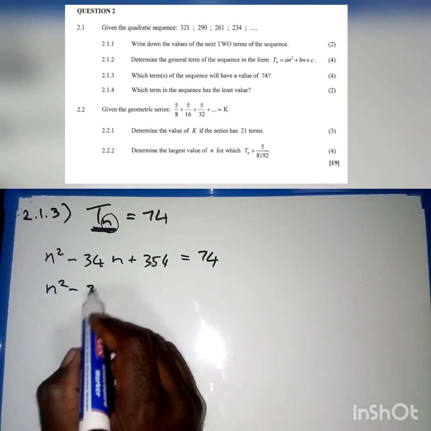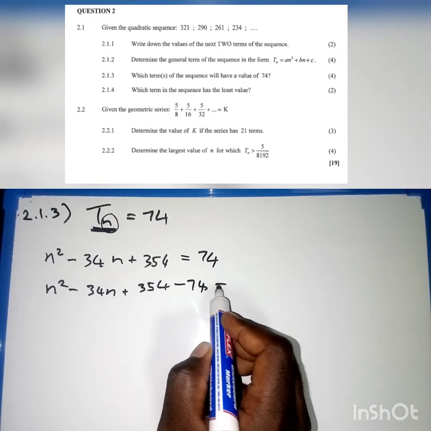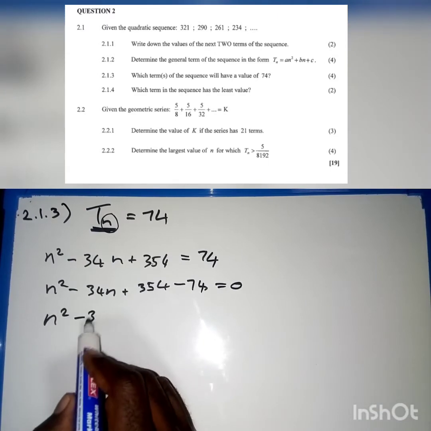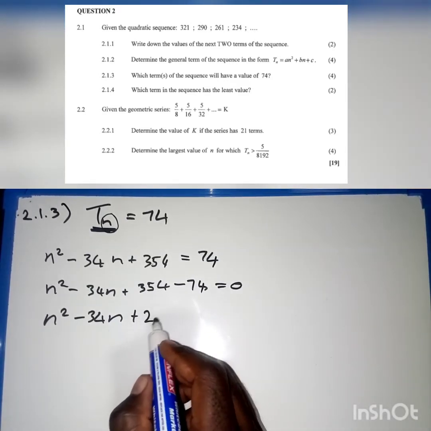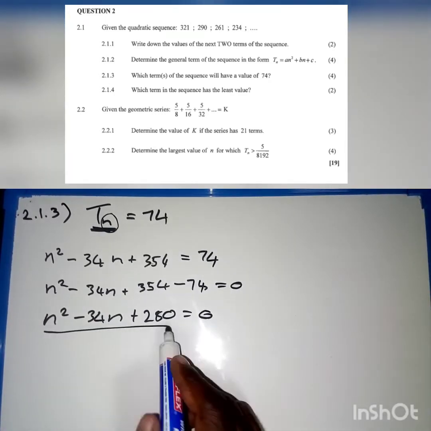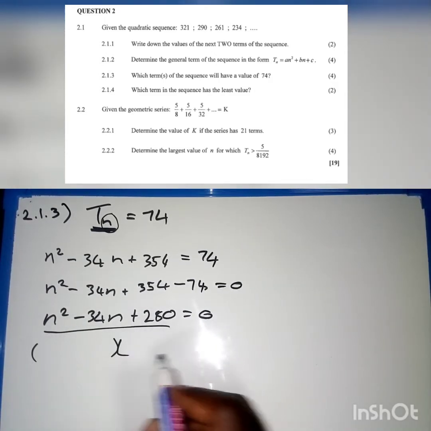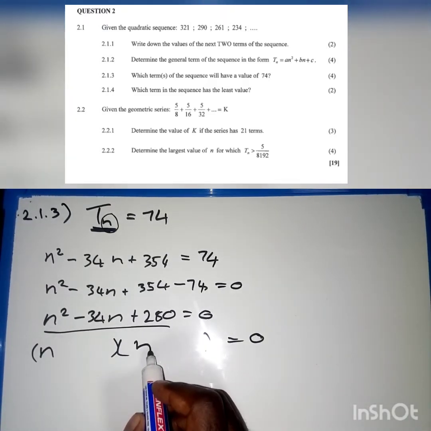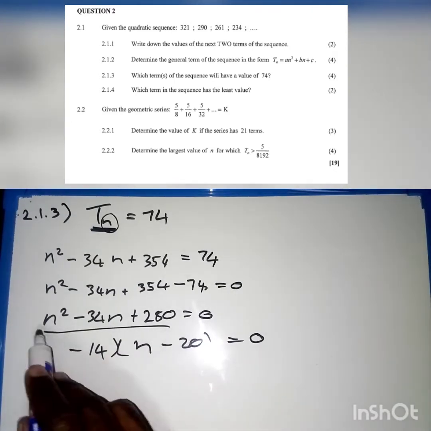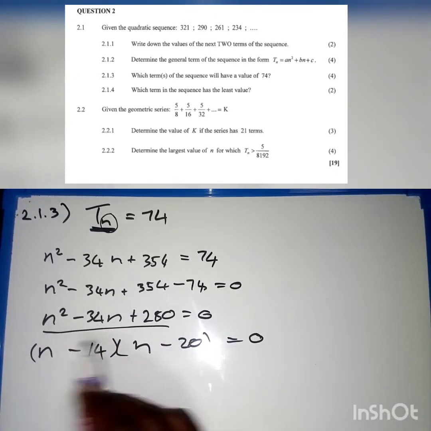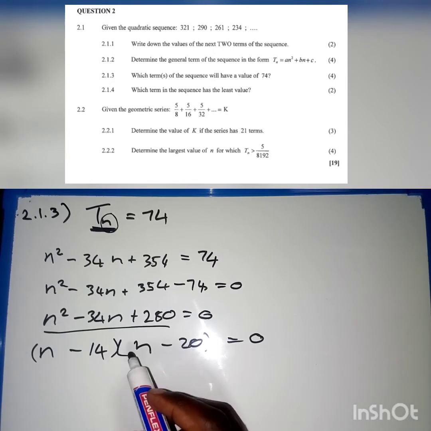So n squared minus 34n plus 354, we bring this to the side, so it'll be minus 74 is equal to 0. 354 minus 74 gives us positive 280. So n squared minus 34n plus 280 is equal to 0. Now I have to factorize this to find my value of n. When I factorize that, I have n, n, and then here minus 14, minus 20. You can check this by multiplying out and seeing if you get the same answer, or you can just use your calculator or the quadratic formula to solve for your n.